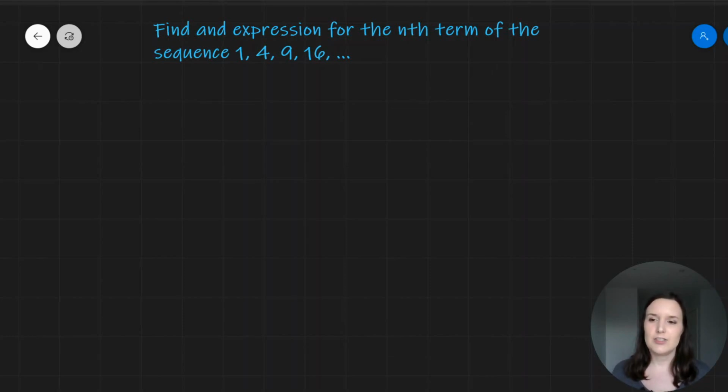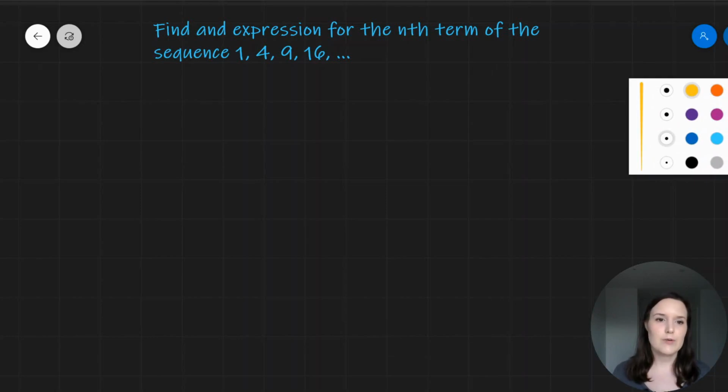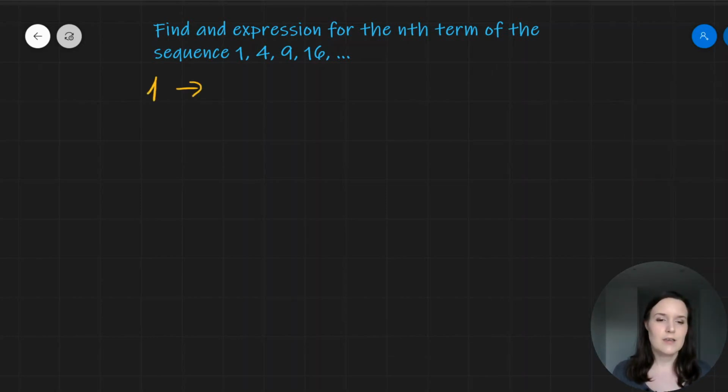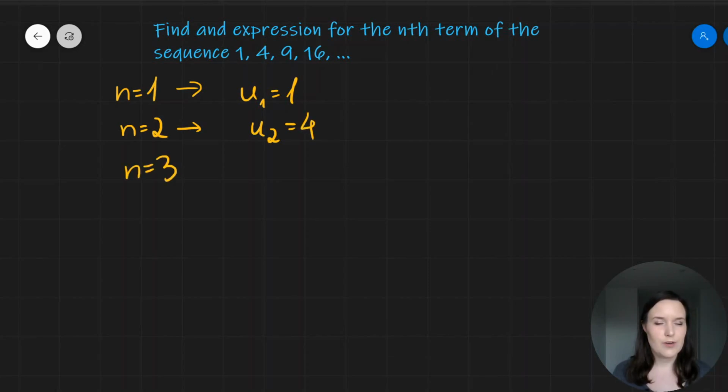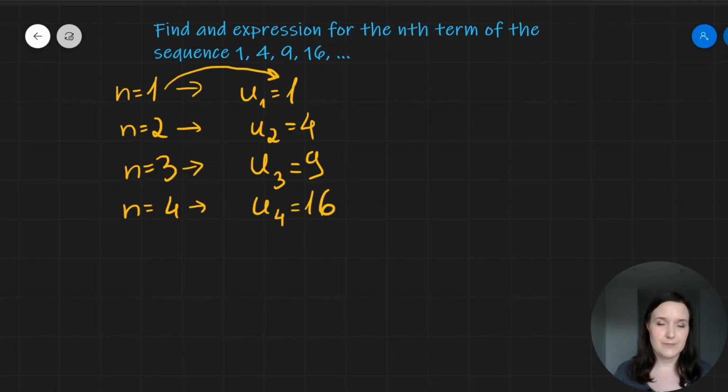Okay, let's try. For n equal to 1, U1 is 1. If n is 2, then U2 is 4. For n equal to 3, U3 is 9. And for n equal to 4, U4 is 16.